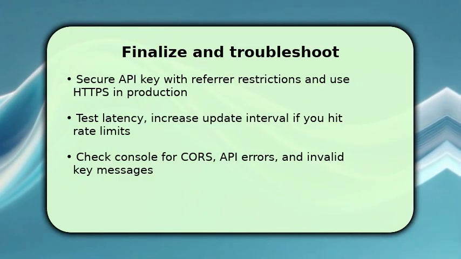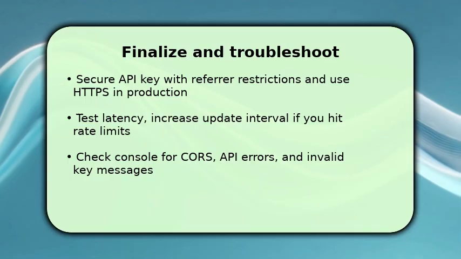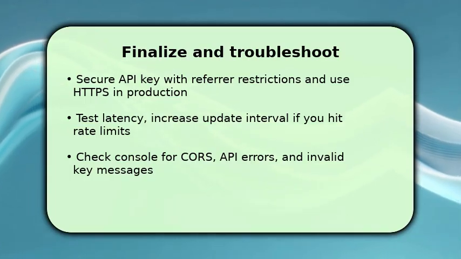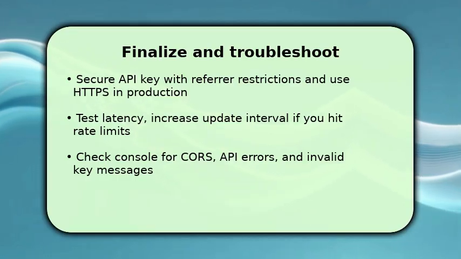To finish, switch your development server to HTTPS and tighten Google API referrer restrictions so your key isn't abused. This also prevents mixed content blocking. Once deployed, test end-to-end latency and tune your update frequency to avoid hitting quota limits. Lowering frequency reduces costs and errors.